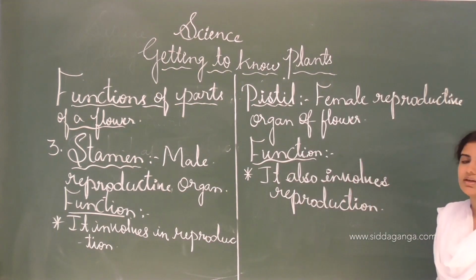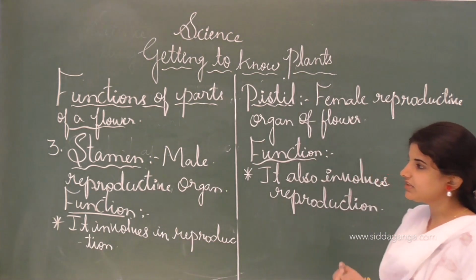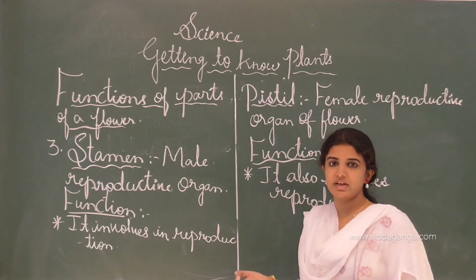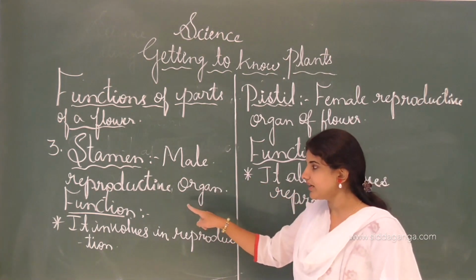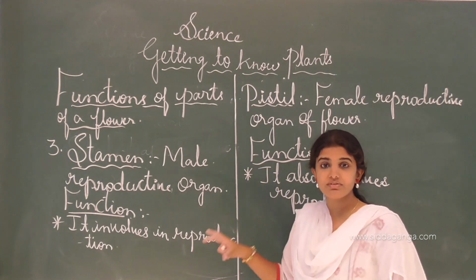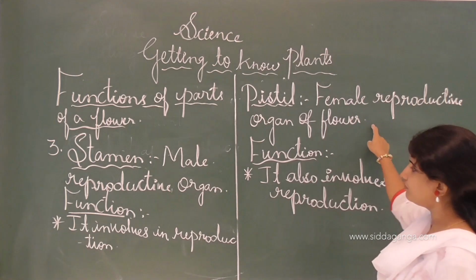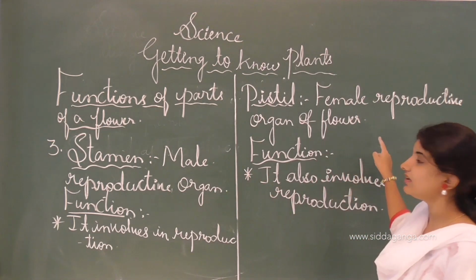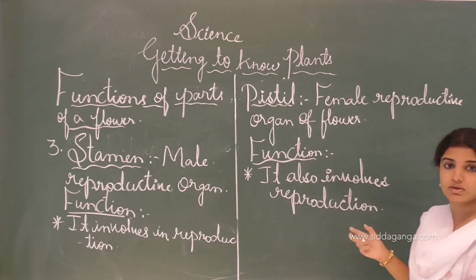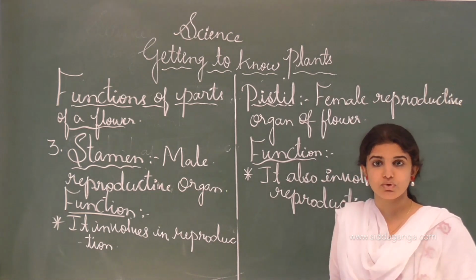See, these are all the different parts of a flower, in which petals, sepals, stamen and the pistil will be there. Stamen is the male reproductive part of a flower, and pistil is the female. The stamen is the male reproductive organ and pistil is the female reproductive organ, which both involve in the reproductive process.